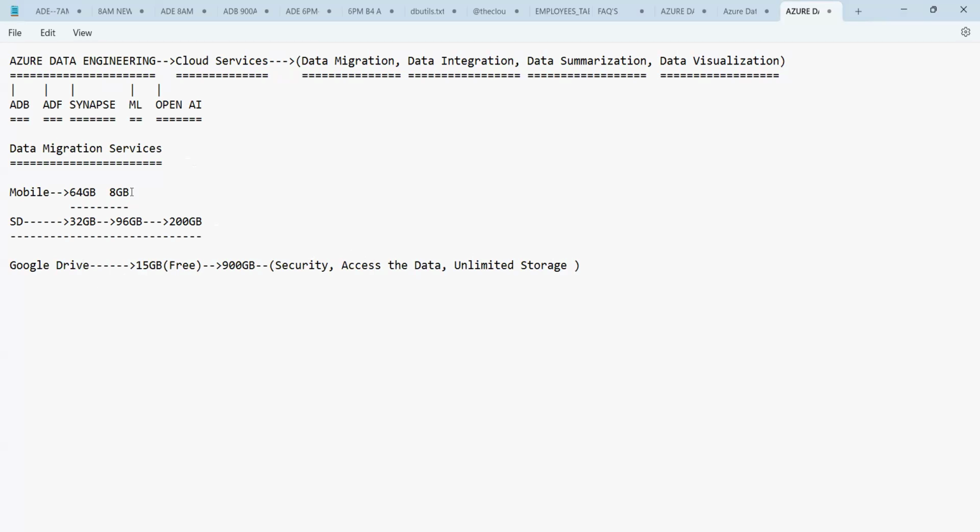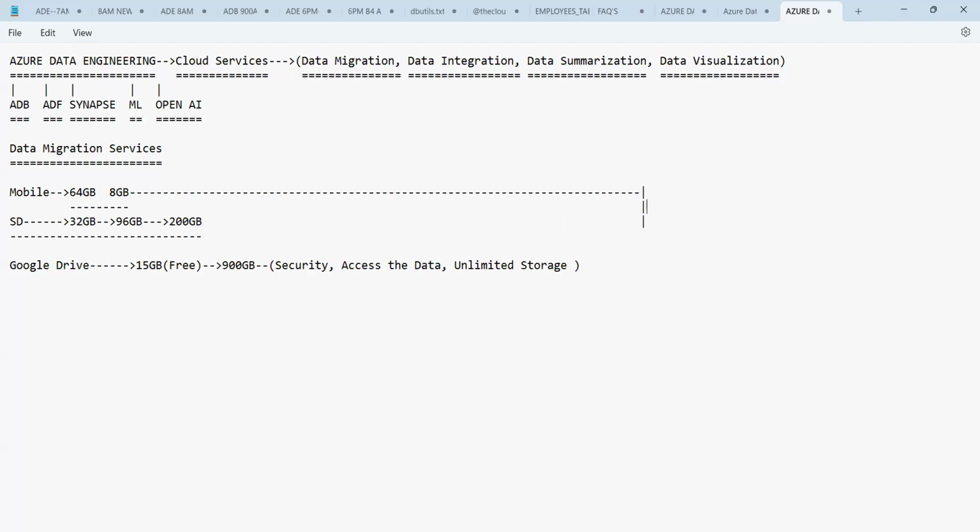So now, guys, what you're doing is trying to store the data, or shift the data, from your mobile phone memory to Google Drive memory.